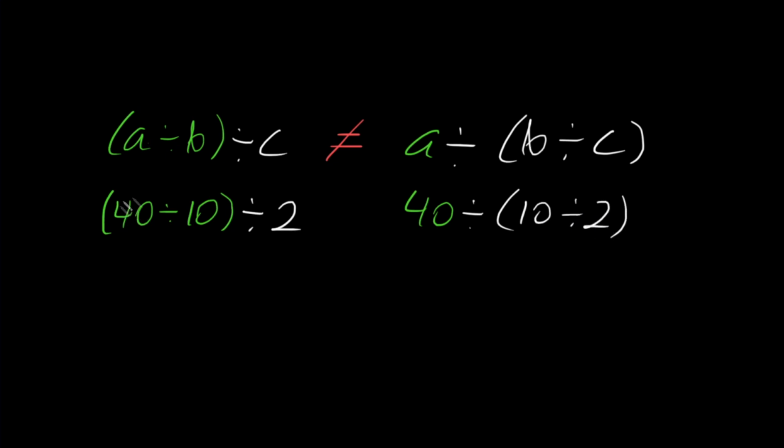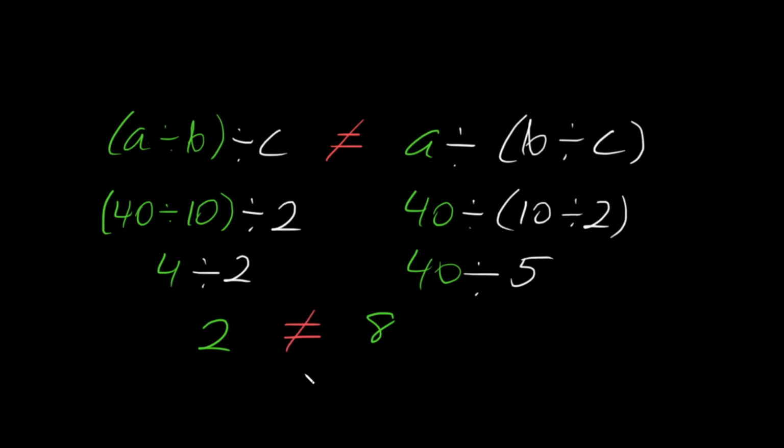On the left side, we do the parentheses first, of course. 40 divided by 10 will be 4. Divide that by 2. Over here, the 40 stays. And we're dividing that by 10 divided by 2, which is 5. 4 divided by 2 is 2. 40 divided by 5 is not 2, it is 8. Therefore, they are not equivalent.